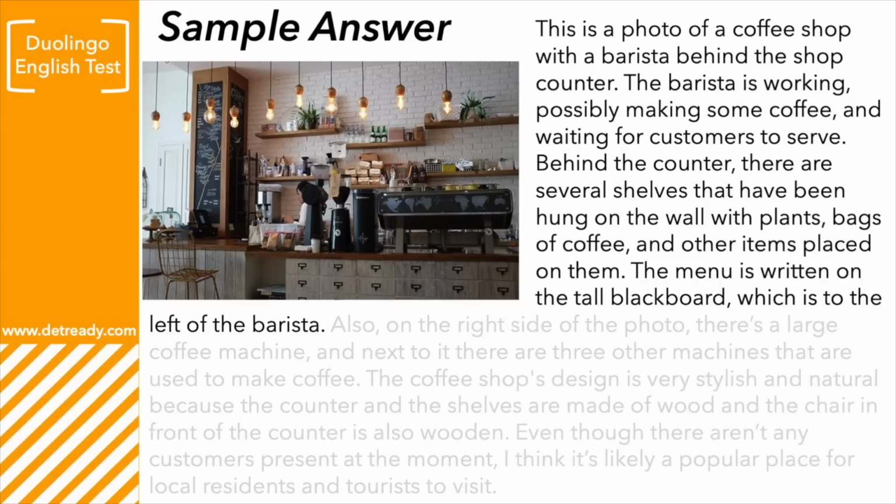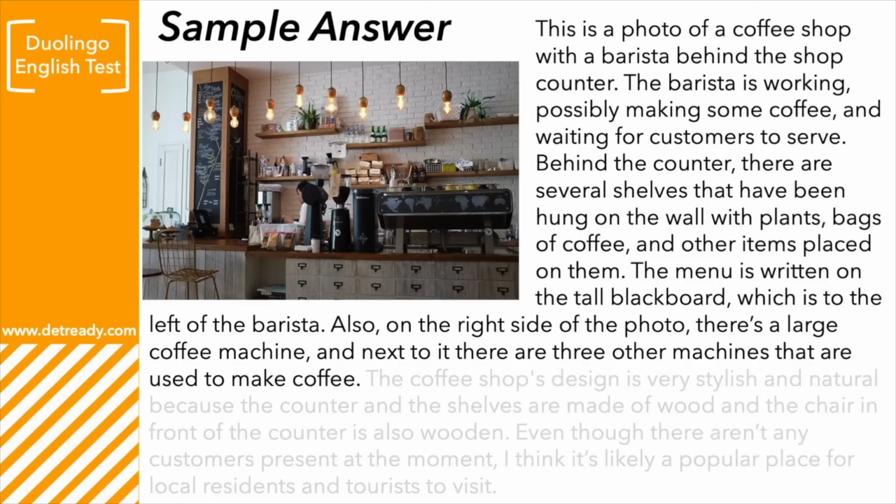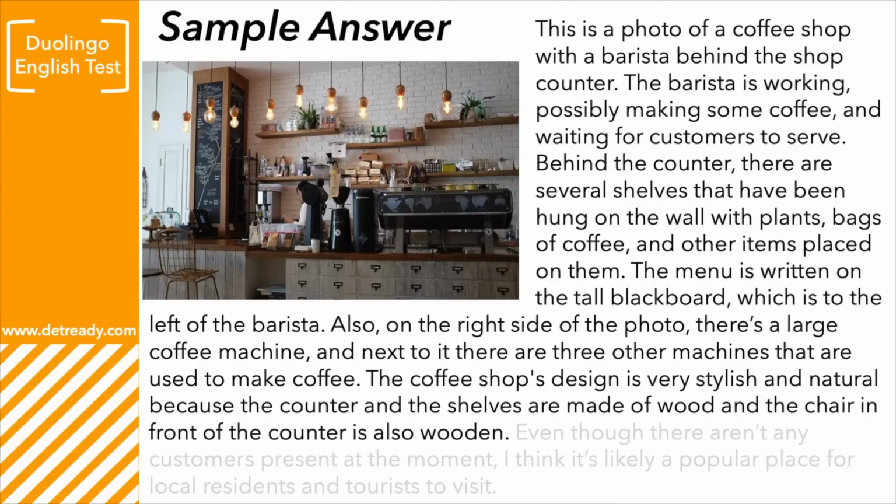The menu is written on the tall blackboard, which is to the left of the barista. Also, on the right side of the photo, there's a large coffee machine. And next to it, there are 3 other machines that are used to make coffee. The coffee shop's design is very stylish and natural, because the counter and the shelves are made of wood, and the chair in front of the counter is also wooden.